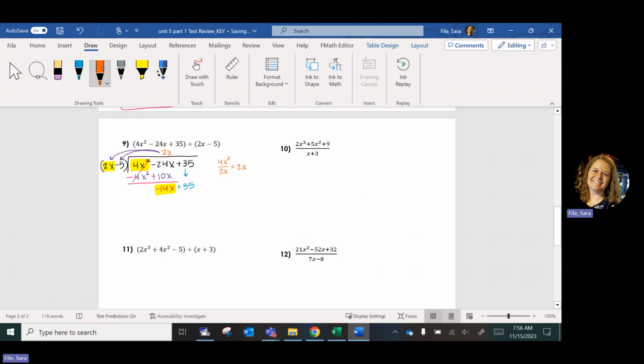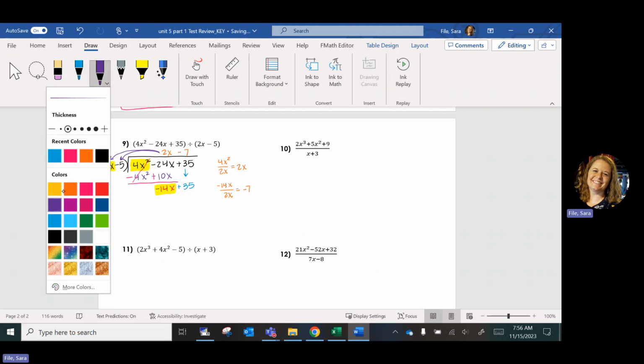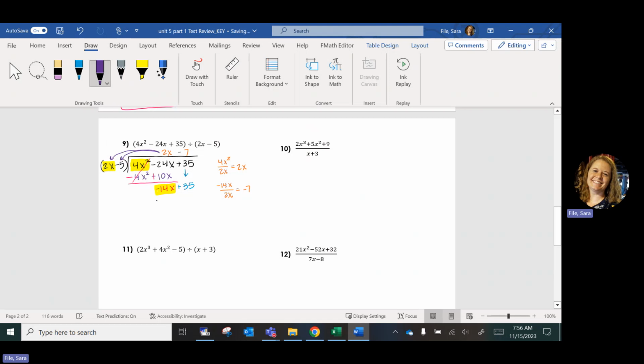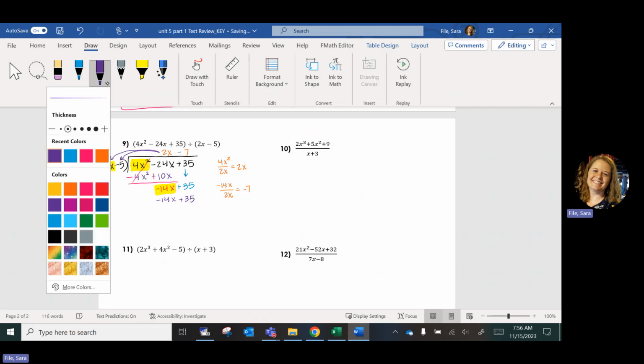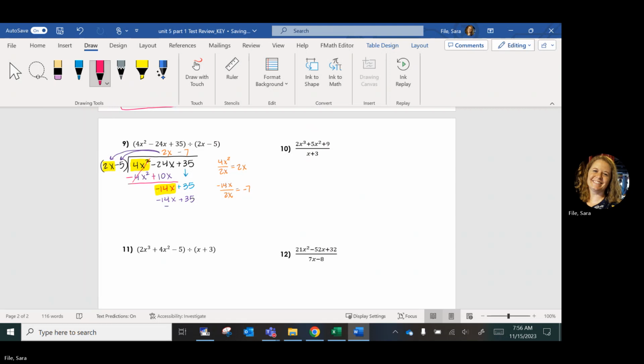So I ask myself off to the side here, what is negative 14x divided by 2x? And that's negative 7. So that lines up on the top above the constant, so minus 7. Now that gets distributed. I multiply. Negative 7 times 2x is negative 14x. Negative 7 times negative 5 is plus 35. And then I draw my line and change my sign because I'm subtracting. So both of those terms eliminate to have a remainder of 0.